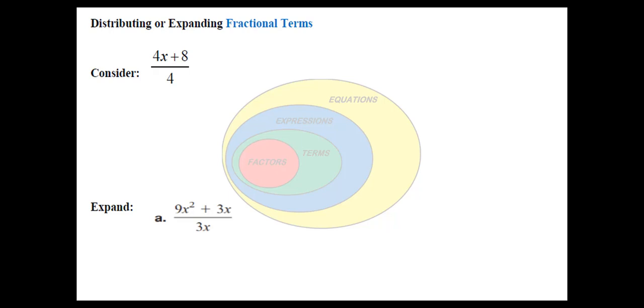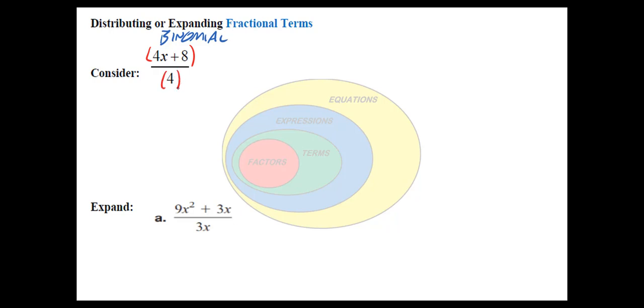All right, so distributing or expanding fractional terms. A fractional term is basically one fraction. The big fraction bar groups the numerator as one factor. So in this case, the numerator actually can be written with parentheses. This numerator has two terms, or it's a binomial.